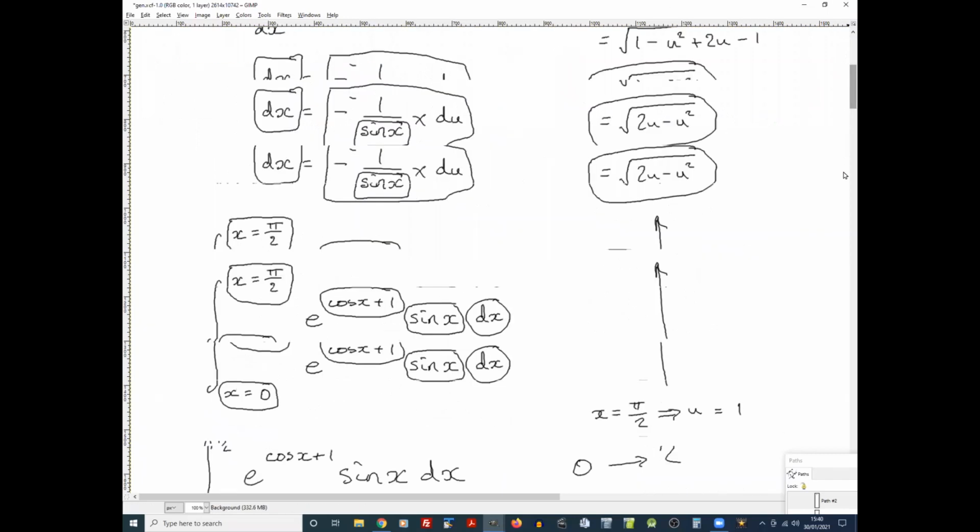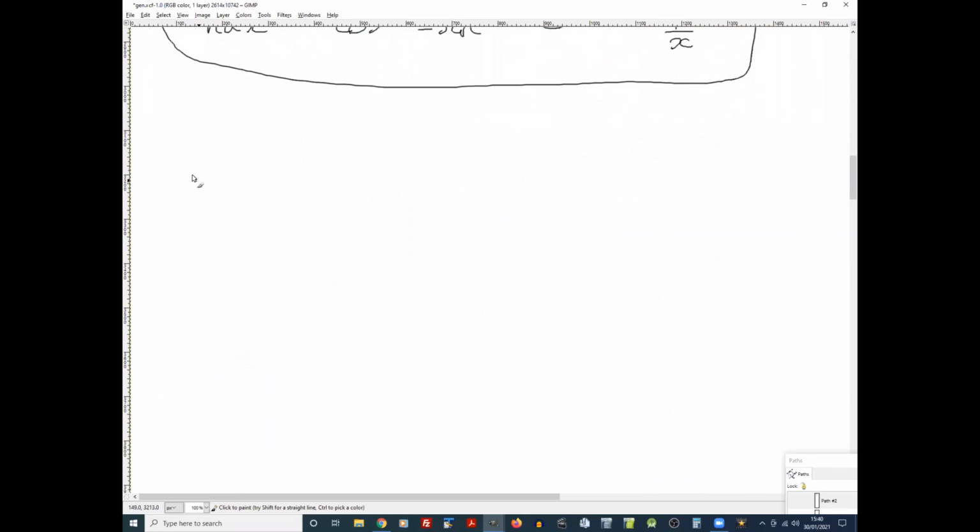Here's what I would have done, and you should do too as well. If you're not told specifically to do a substitution, how should you do this integral?